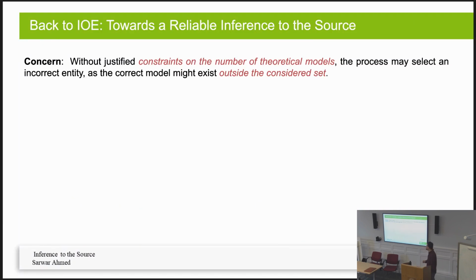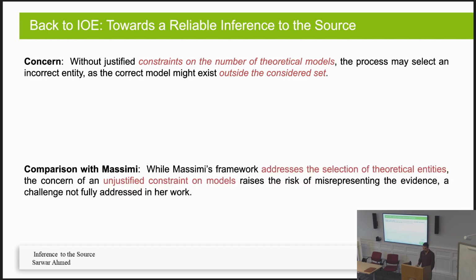However, I think there is still an epistemic concern. Without justified constraints on the number of theoretical models, the process may select an incorrect entity, as the correct model might exist outside this considered set. If we compare it with Massimi, Massimi's framework may address the selection of the theoretical entities. The concern of an unjustified constraint on models raises the risk of misrepresenting the evidence, a challenge that she doesn't touch upon.